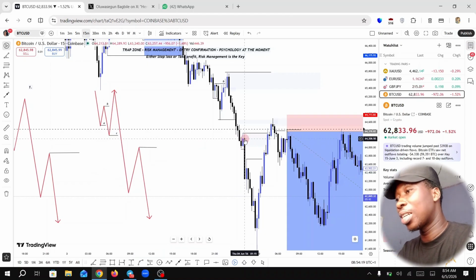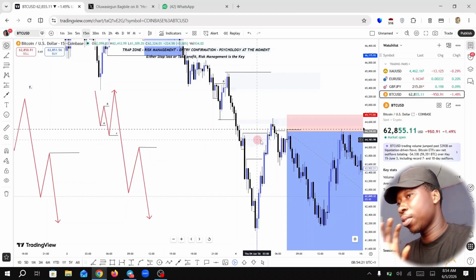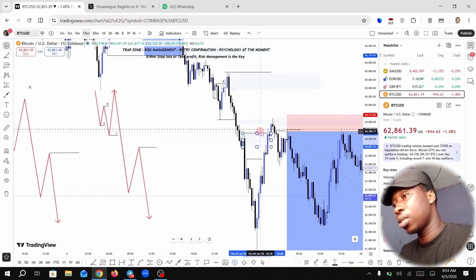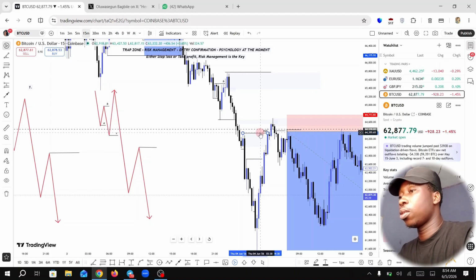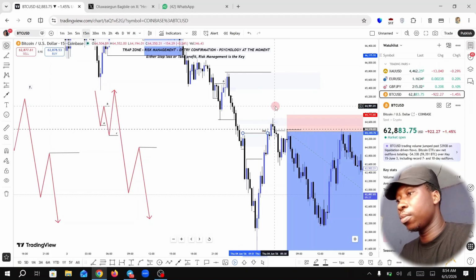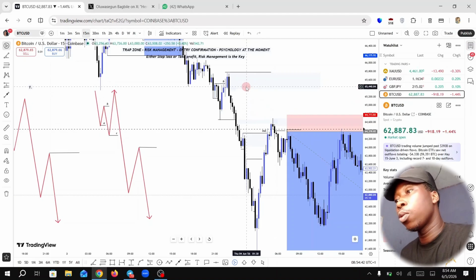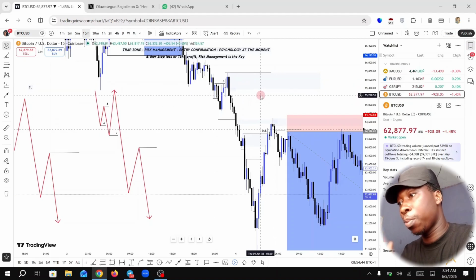And as you can see, that is exactly what happened right here. So now this high served as our engagement. This high right here served as our engagement. So marking this out as my engagement, the fair value gap placed above will be my point of interest one, while the order block or breaker block will be my point of interest two.